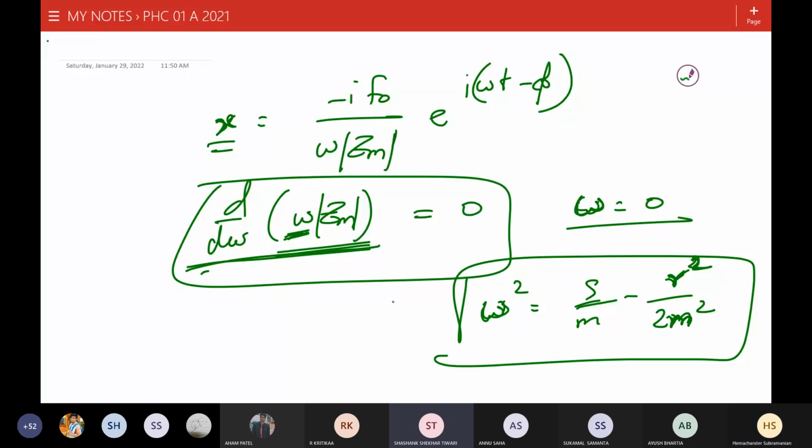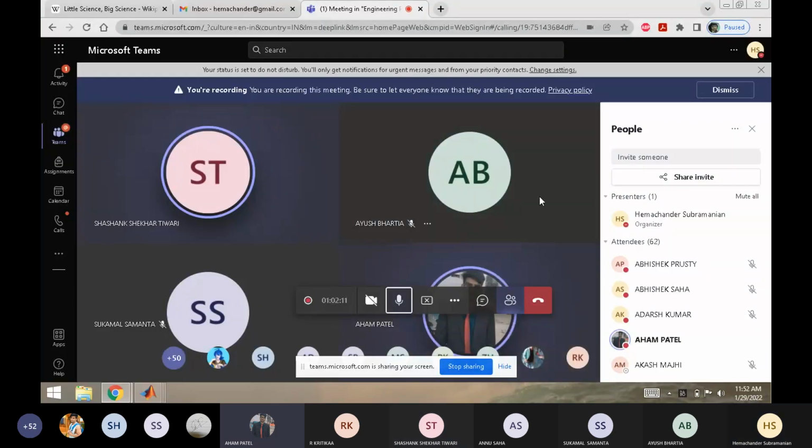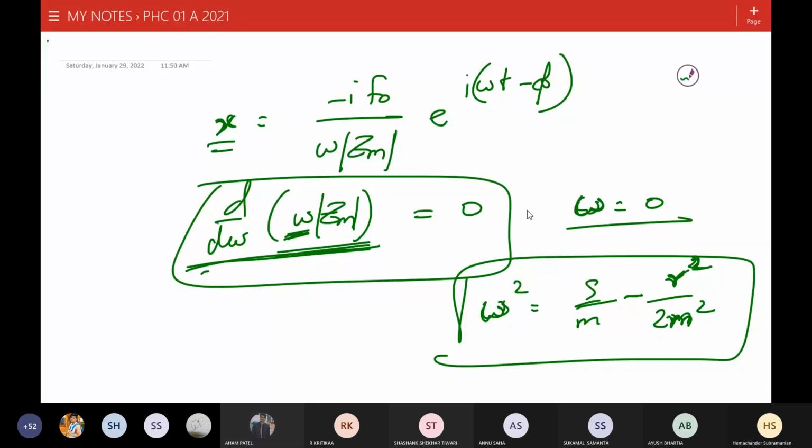Sir, the first case is the condition of maxima where omega is zero, so maximum infinite displacement takes place. Actually, no. That is a good question. When omega equals zero, this thing goes to infinity. But remember what happens when omega is zero.